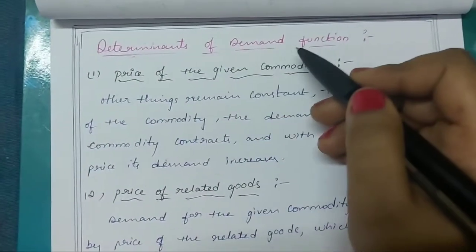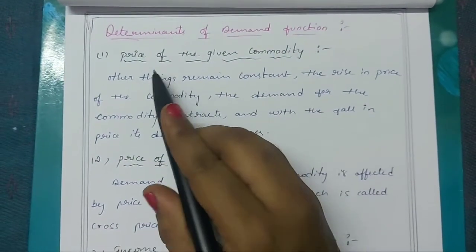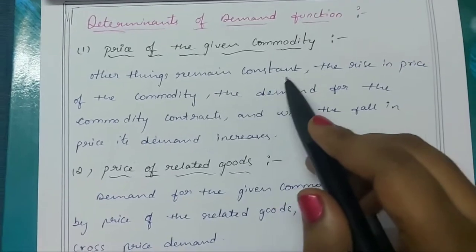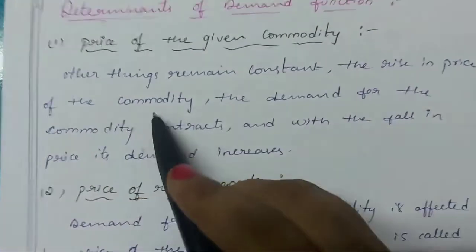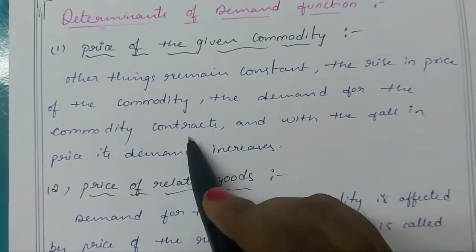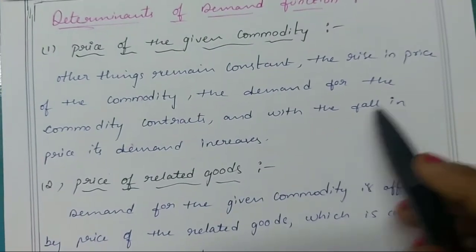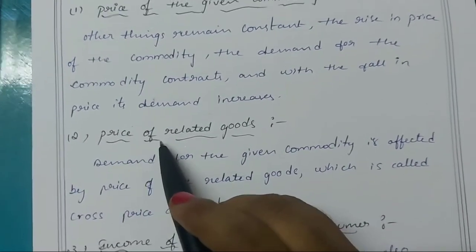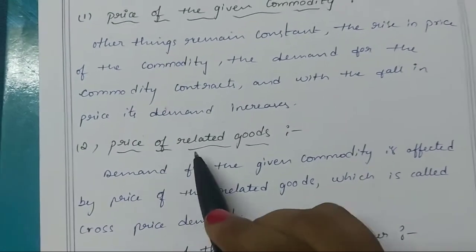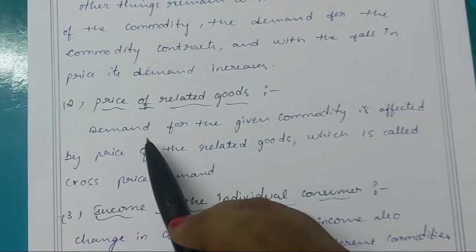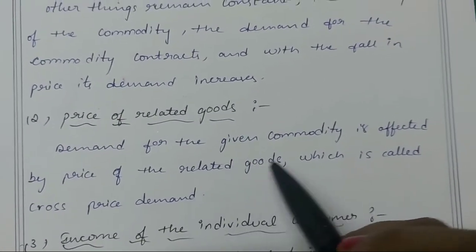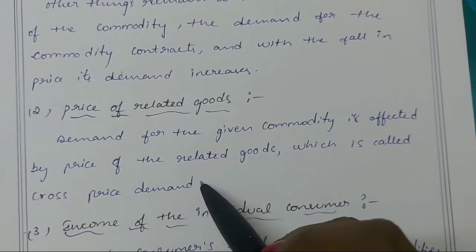Let me explain the determinants of demand function in detail. Number 1. Price of the given commodity. Other things remaining constant, with a rise in price of the commodity, the demand for the commodity contracts, and with the fall in price, its demand increases. Number 2. Price of related goods. Demand for the given commodity is affected by price of the related goods, which is called cross-price demand.